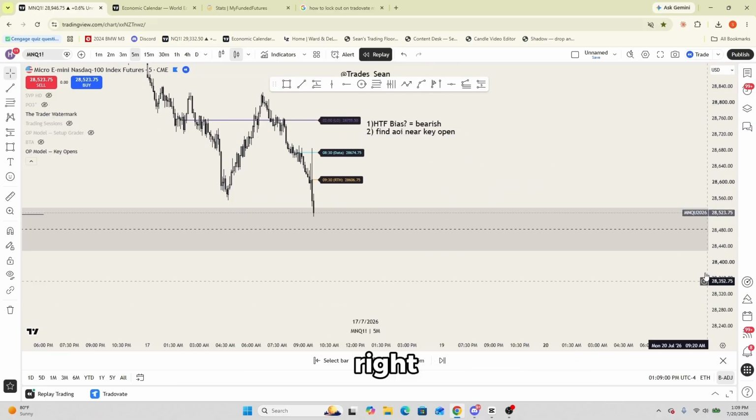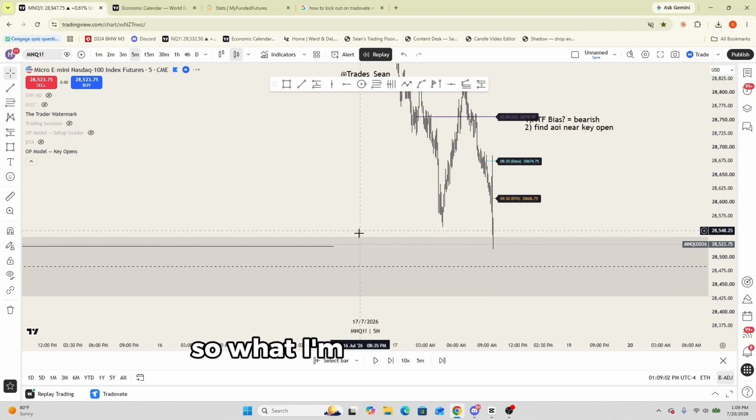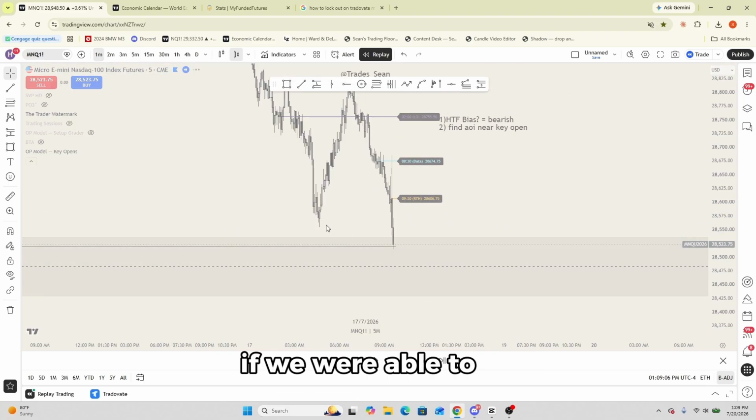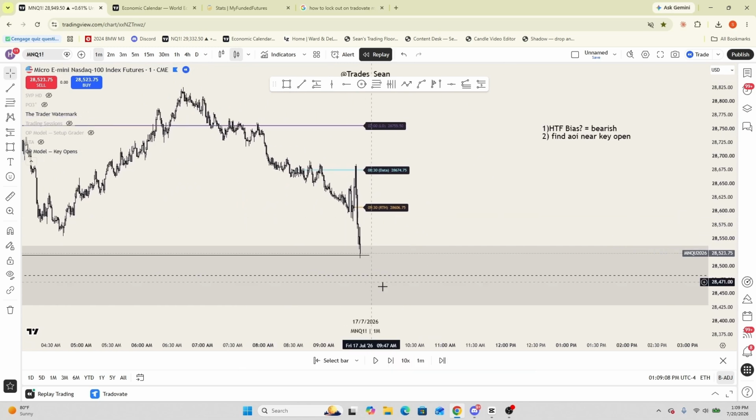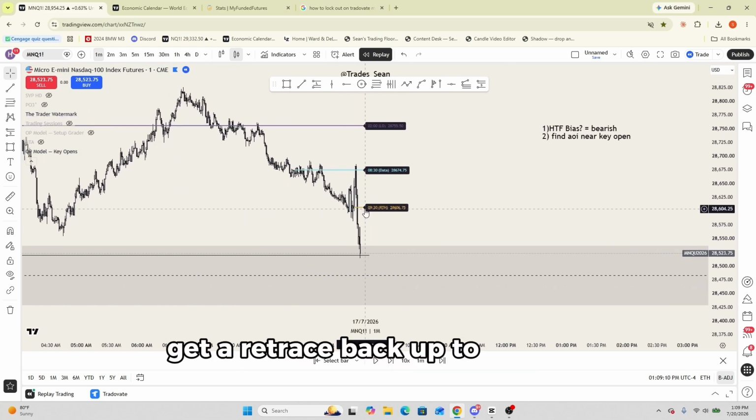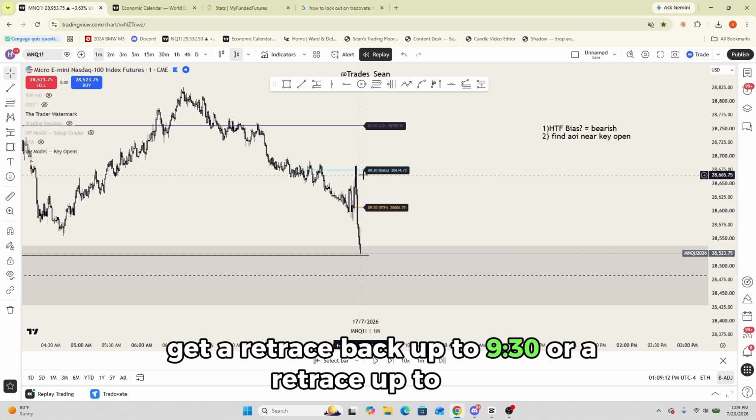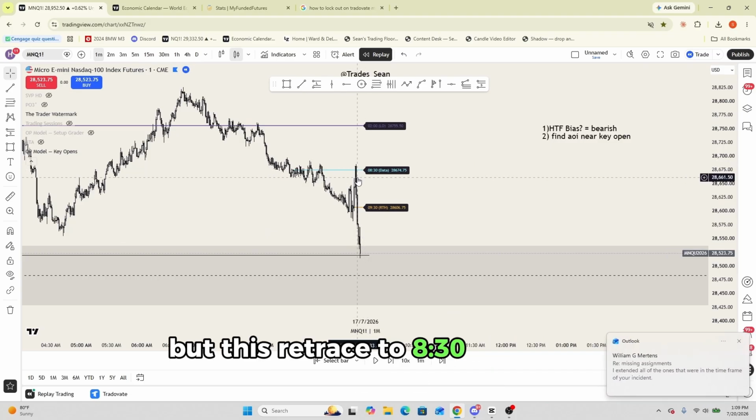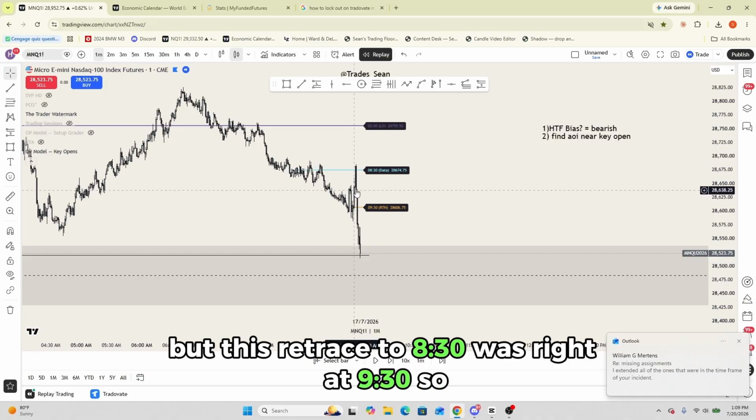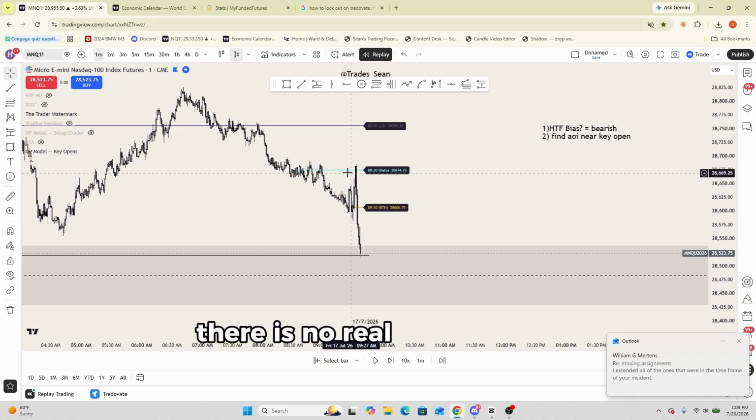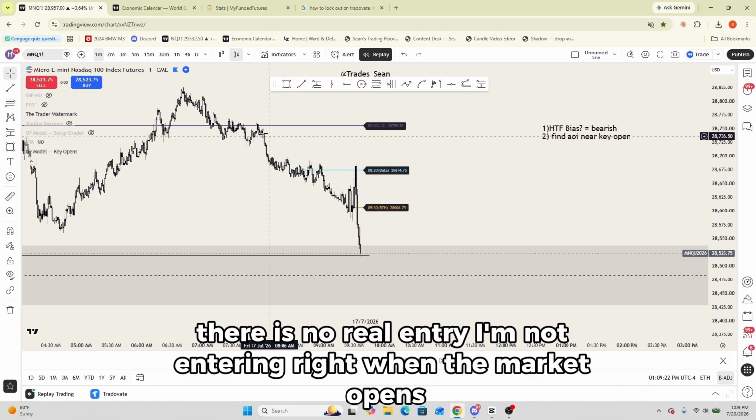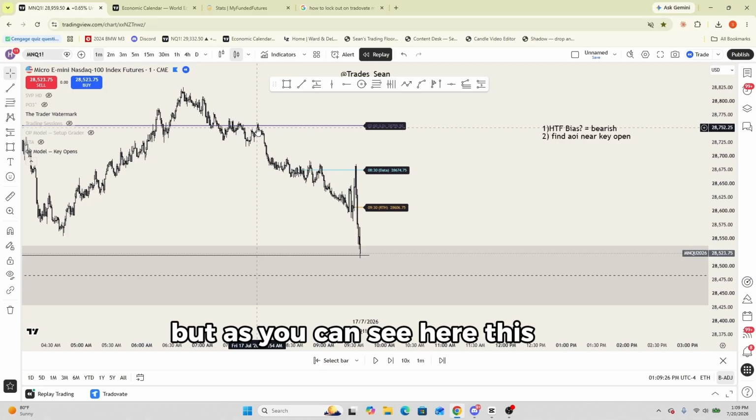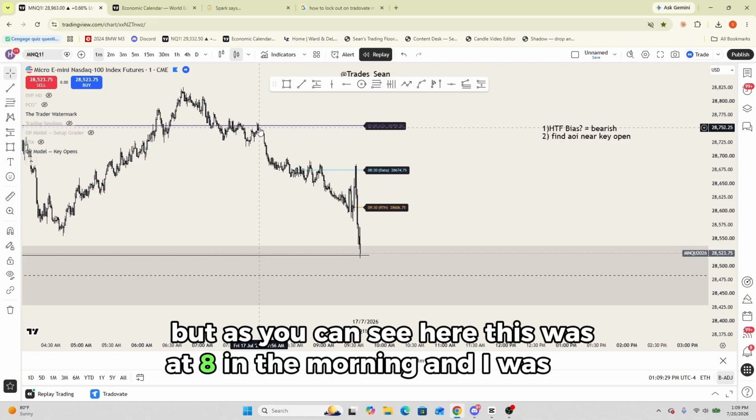So what I'm looking out for is watching this daily low. If we were able to, one, get a retrace back up to 930 or a retrace up to 830, then we could have taken the shorts, but this retrace to 830 was right at 930. So there was no real entry. I'm not entering right when our market opens. And then there was a retrace up to our 2 a.m. But as you can see here, this was at 8 in the morning and I was still sleeping.